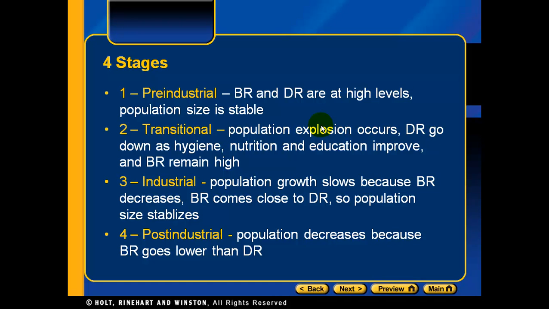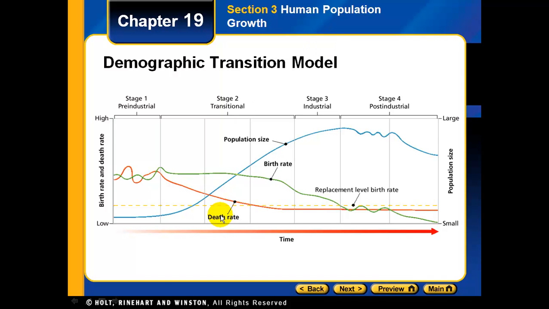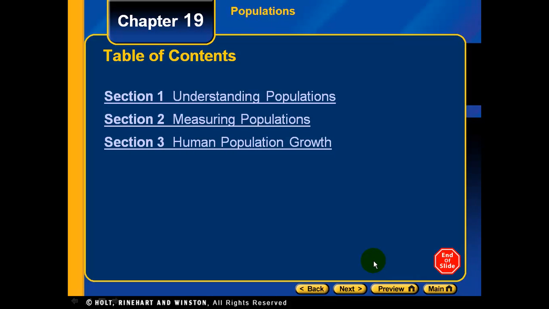And stage 4, post-industrial. Population decreases because birth rate goes lower than death rate. And that is a picture showing the population size for stage 1, stage 2, stage 3, and stage 4. The orange line is representing death rate, the green line is representing birth rate. And that finishes our podcast for Chapter 19.